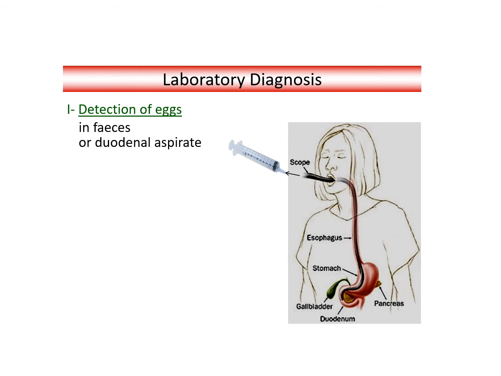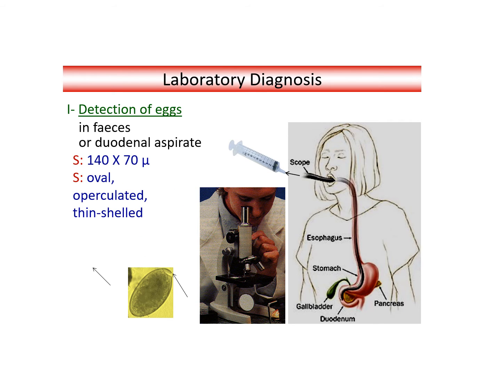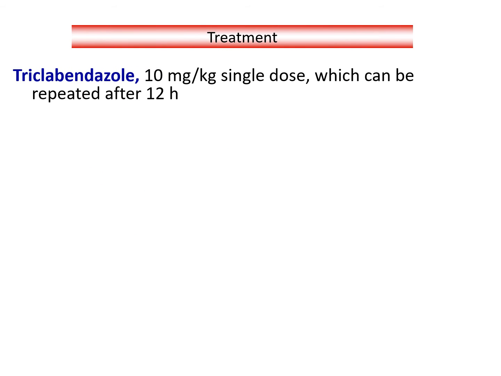This is how we take duodenal aspirate and examine it under the microscope to find the egg. The size of it is 140 by 70 microns. Its shape is oval, operculated, thin-shelled, yellowish, immature.